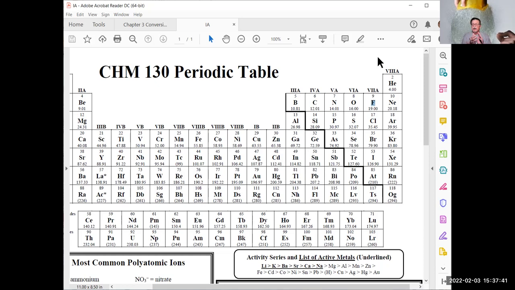Carbon, like I stated, has six protons. That's six positives. It also has six electrons. Those are negative. So the net charge for the element, guess what, is zero.